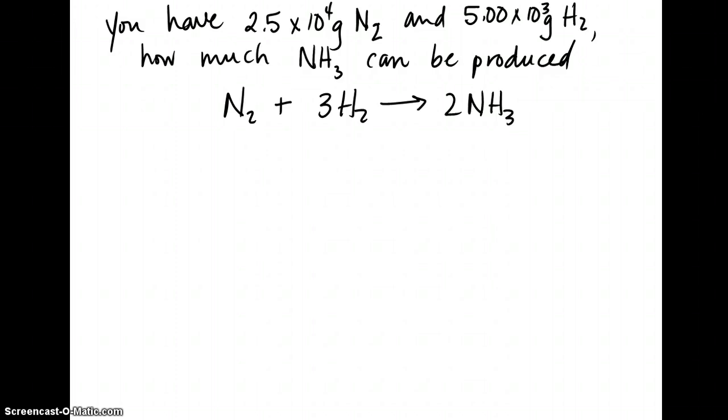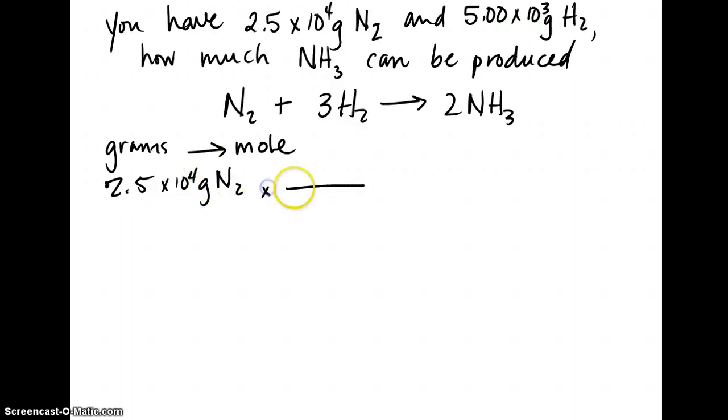So as always, the first thing we need to do is change grams into moles, so we can get a sense of what our ratio is. So if I do my calculation over here, I have 2.5 times 10 to the 4th grams of nitrogen, and I'm going to change that into moles by putting 28.02 grams of N2 over 1 mole of N2.